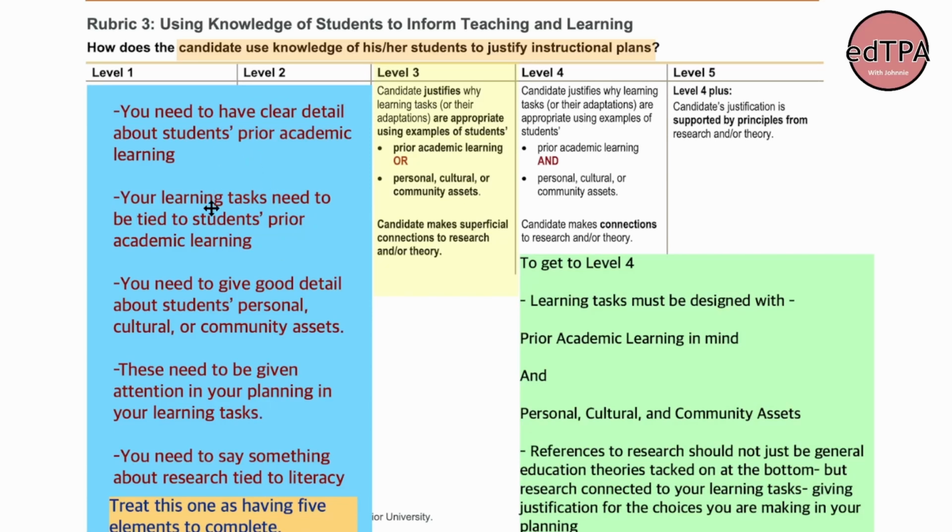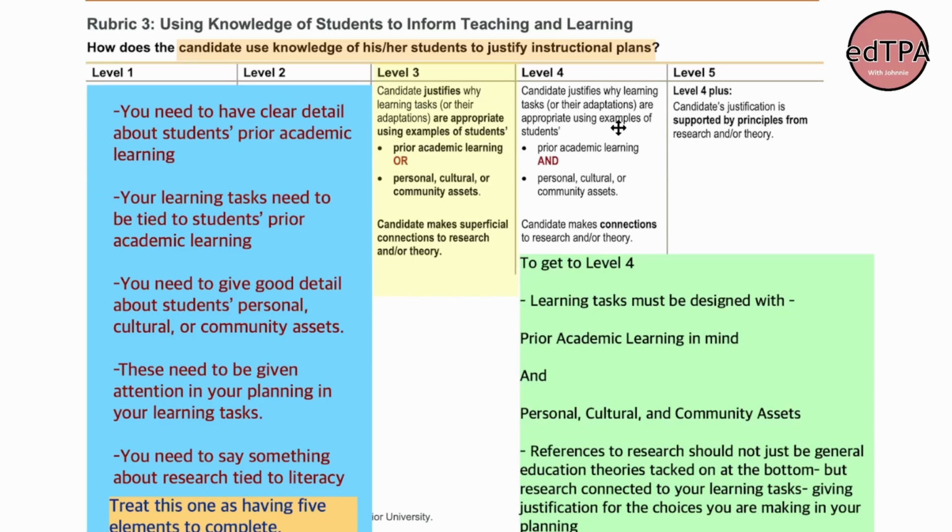So two things for prior academic learning. What is it and what are you doing with it? Assets, what are they and what are you doing with them? And the last one, you need to say something about research tied to literacy. You want to treat this as having five things to connect to in order to reach level 3.